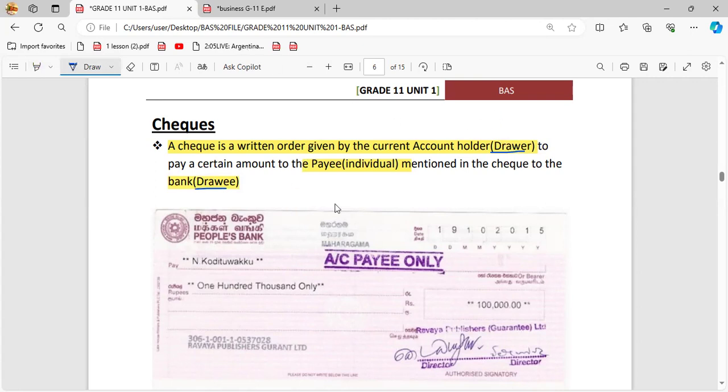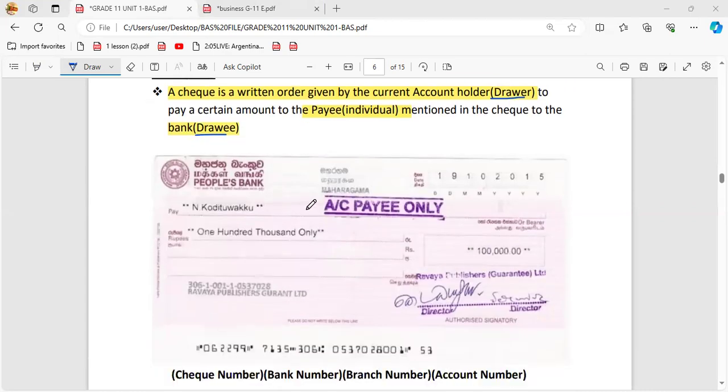Drawer means the person who is writing the check. Drawee is the bank. D-R-A-W-E-E. I am explaining word by word to make sure that you understand. Drawer means the person. Drawee means the bank. Drawer means the person writing the check. Drawee means the bank. Am I clear? What is the simple story? I am writing a check for a person and the bank is the one who is giving the money.